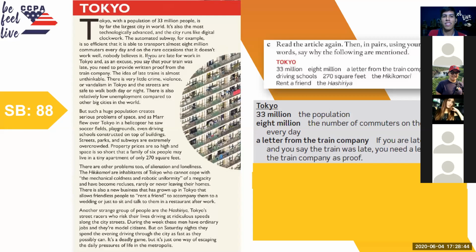On the street, I mean? No, they're not on the streets. They are constructed where? Oh, on top of buildings. On top of buildings, yeah. So Mar flew over the city and he could see some driving schools on very high buildings, right? So that's why he mentioned driving schools. Great job. Thank you, Victoria.